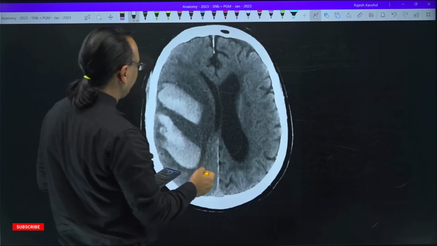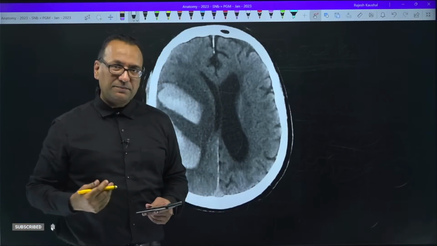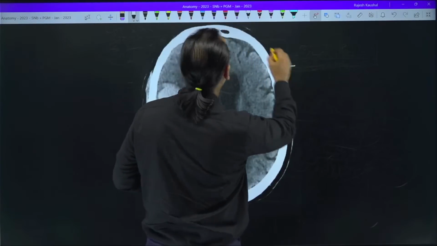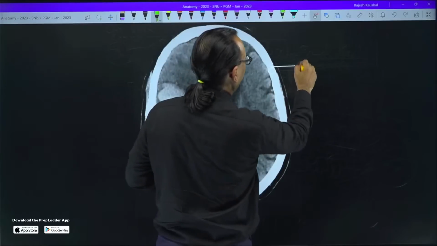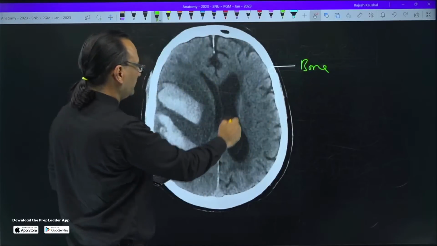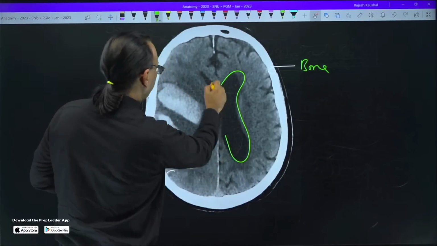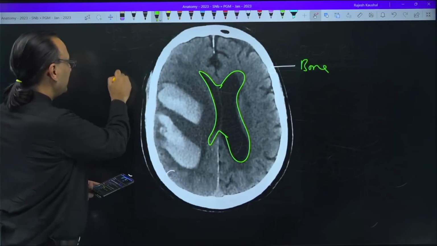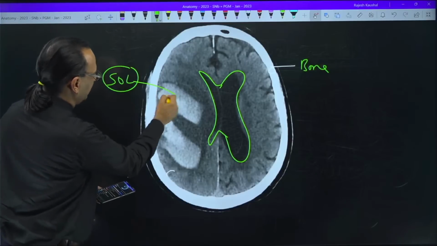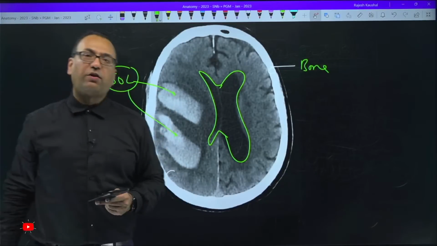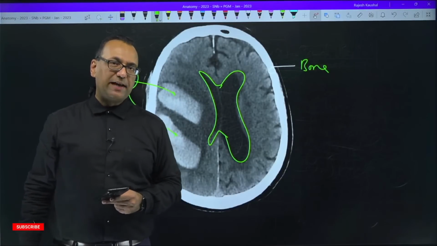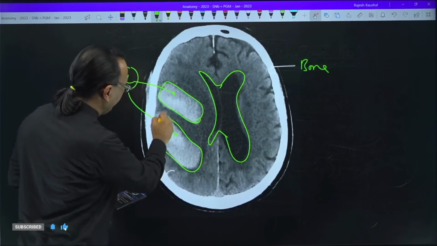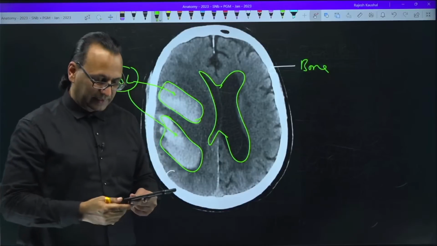So what you see here is a CT scan, and this is the skull on the periphery. You can say this is the bone, and this is the brain tissue. This is the ventricle. See, one of the ventricles is compressed here by some space occupying lesion, and that space occupying lesion is actually intracerebral hemorrhage.